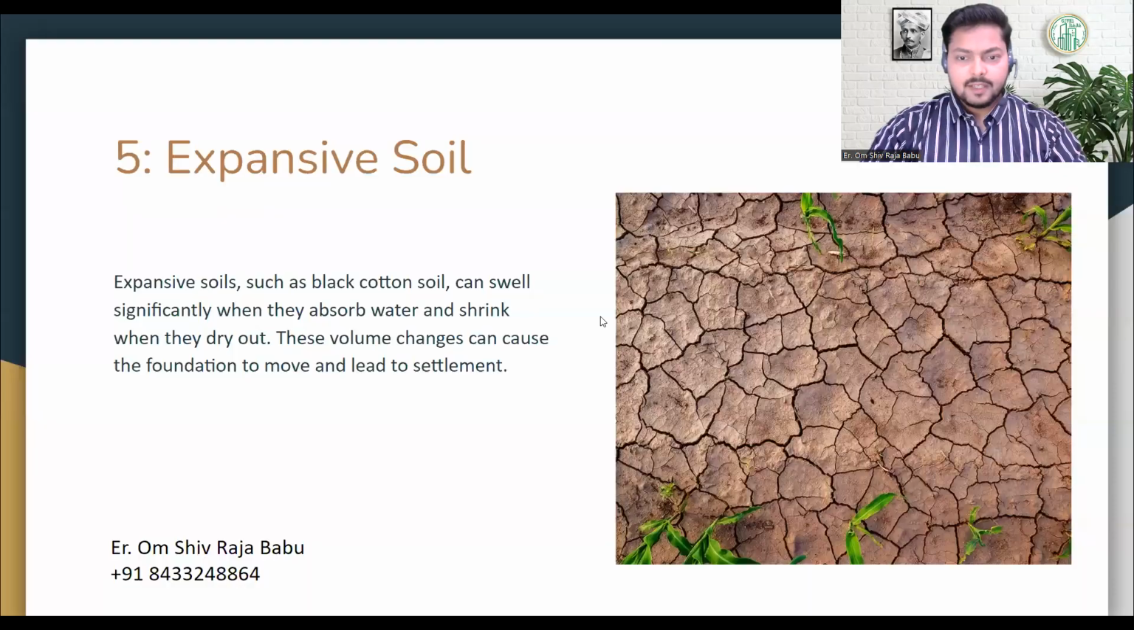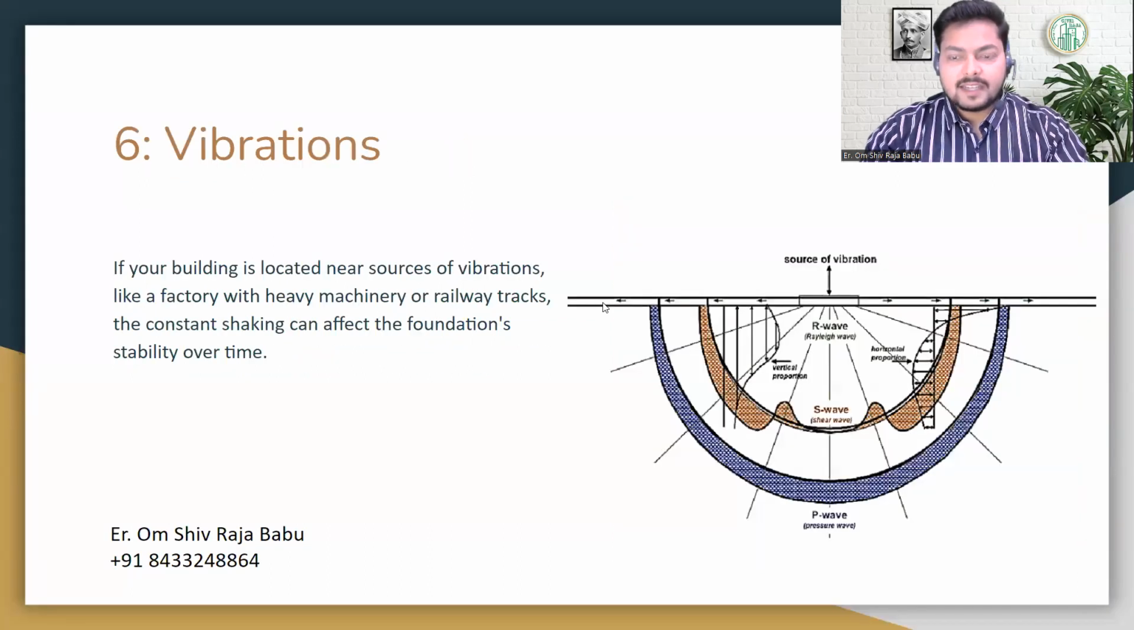Okay, now let's go for another thing over here. So this was expansive soil. After that, another reason is the vibration. If your building is located near a source of vibration, like a factory with heavy machinery or the railway tracks, the constant shaking can affect the foundation stability over time. That means you can see the waves will be created like this, and that will lead to the rearrangement of the soil particles beneath your foundation, which may lead to the failure of the structure, or you can say the settlement of the foundation.